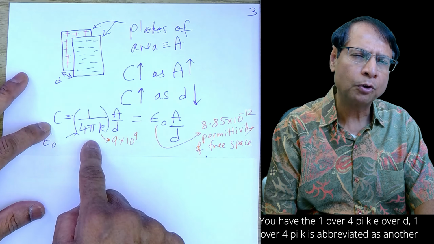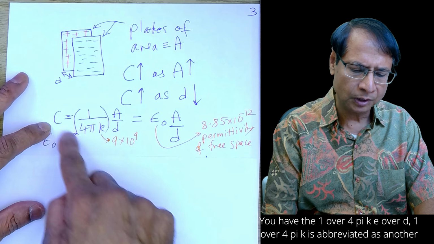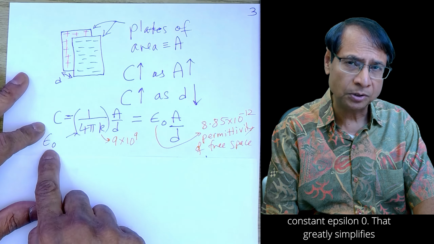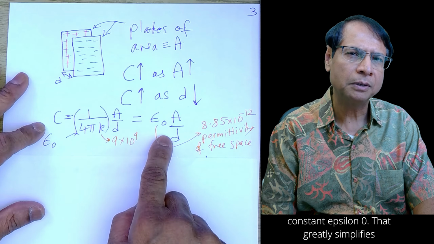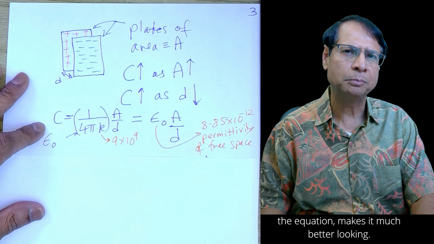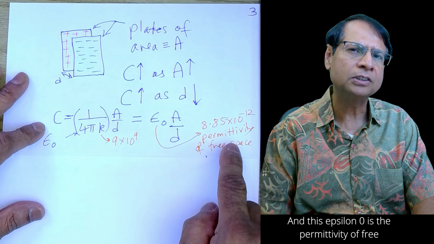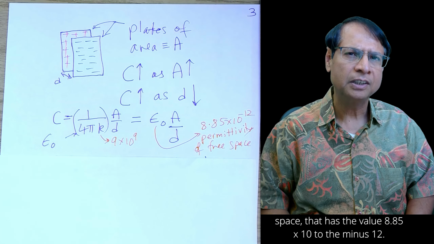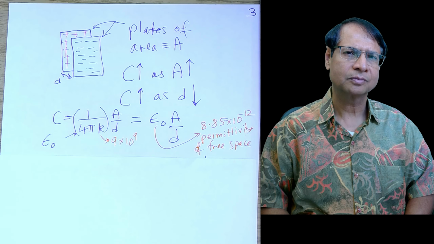You have 1 over 4 pi k times A over D. 1 over 4 pi k is abbreviated as another constant, epsilon 0. That greatly simplifies the equation, makes it much better looking. And this epsilon 0 is the permittivity of free space. That has the value 8.85 times 10 to the minus 12.